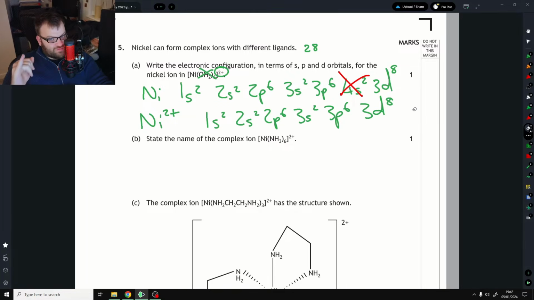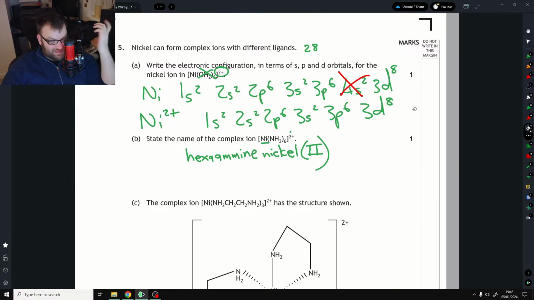Next up, you've got to look at, is it a positive or negative complex? This is positive, therefore we just write nickel. We don't need to worry about nickelate or anything like that. It's a positive complex overall, so it just gets written as is. Similar to before, the amine is a neutral ligand, therefore we don't need to worry about the charges on that. The Ni has to be 2+, and that's why we have the Roman numeral 2 after it, and that gives us our answer there.